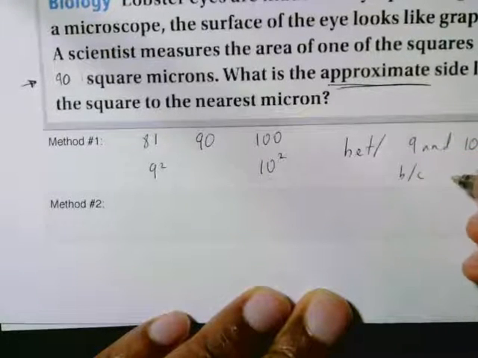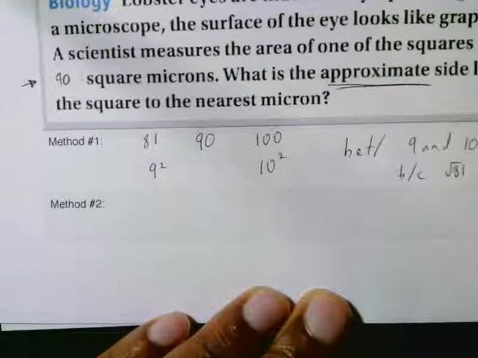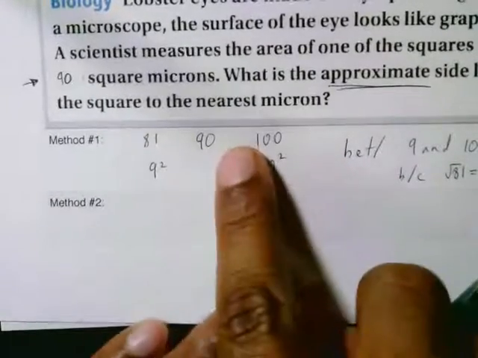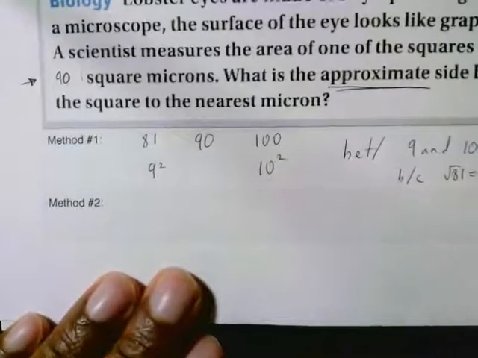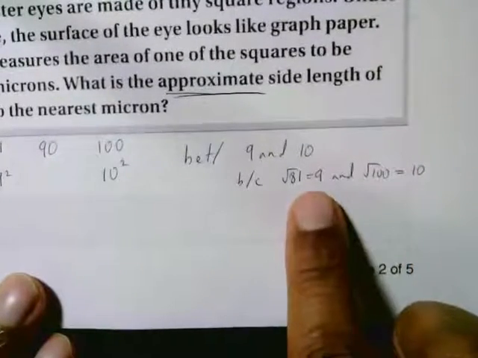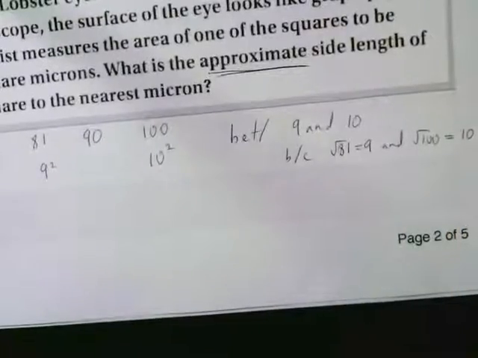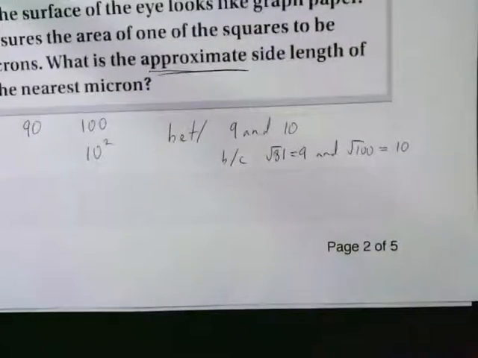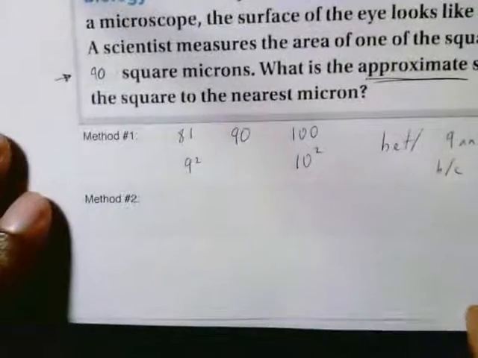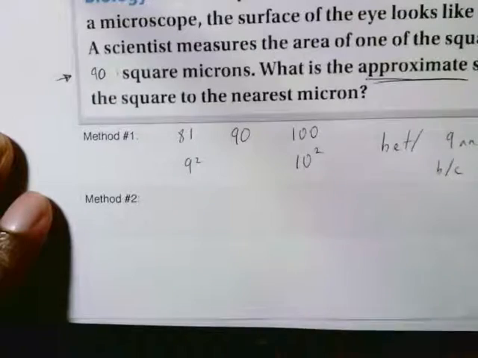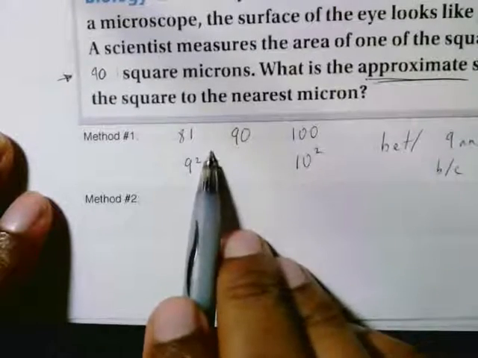Because the square root of 81 equals 9, and the square root of 100 equals 10, and 90 is between 81 and 100. So that's method 1. This is kind of an old school way, from before, when I had to do a lot in my head. I thought of what numbers I know how to find the square root of, and the number I don't know how to take the square root of is in between.